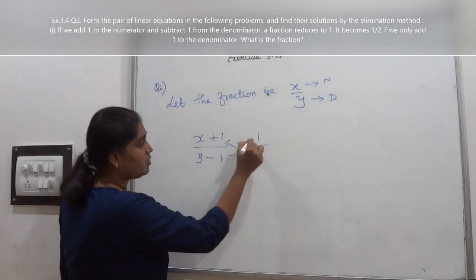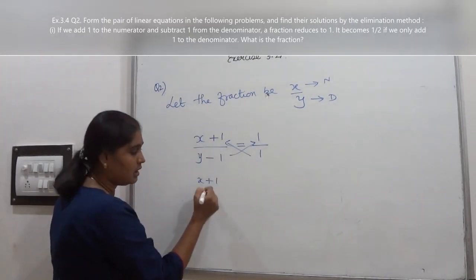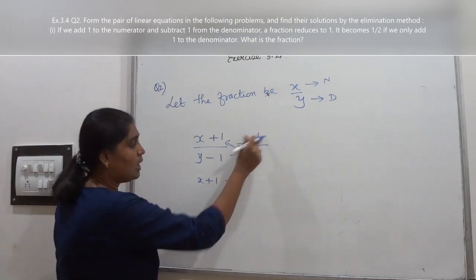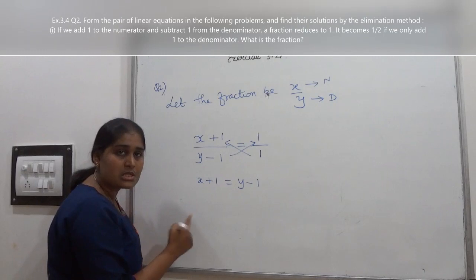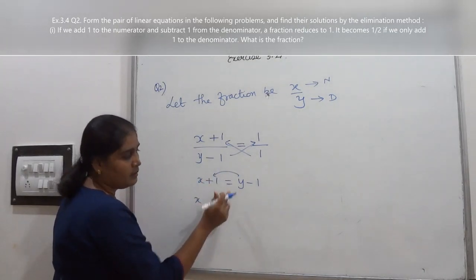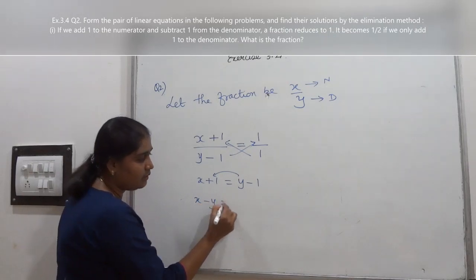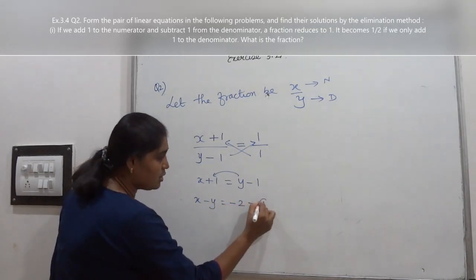Then do the cross multiplication. x plus 1 into 1, that will give you x plus 1. 1 into y minus 1, y minus 1. Bring x and y to one side and constants to the other side. Plus y comes to this side as minus y. Plus 1 goes outside as minus 1, that is minus 2. So x minus y equals minus 2. This is equation number 1.